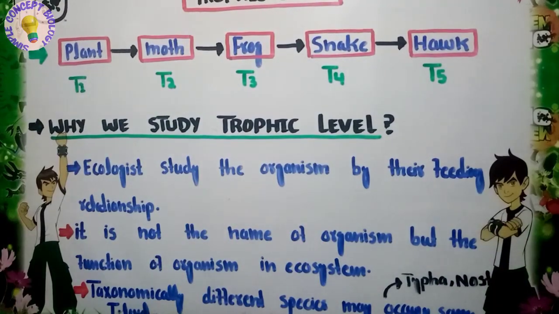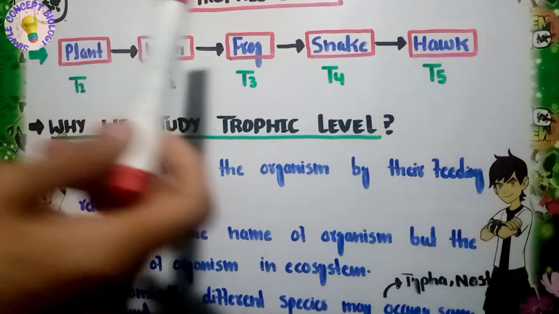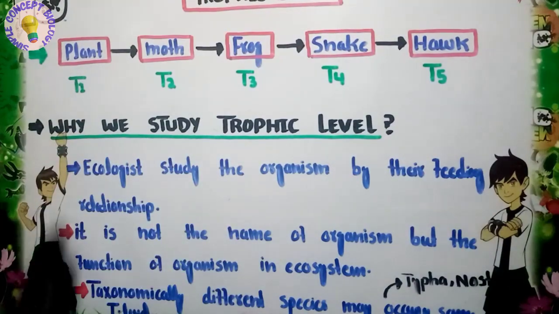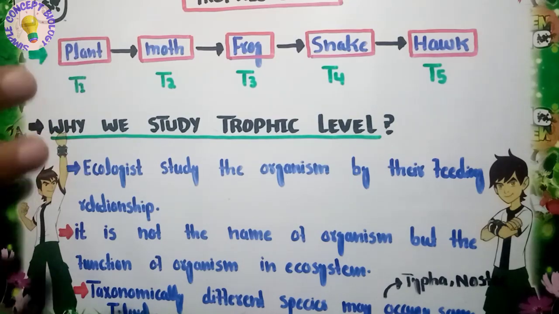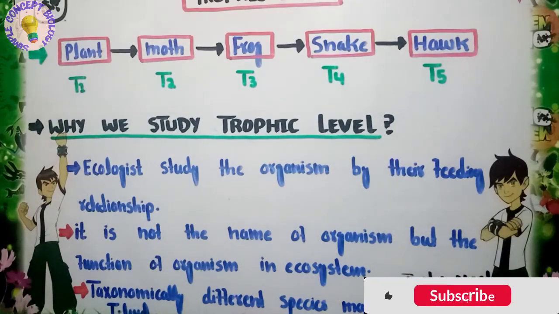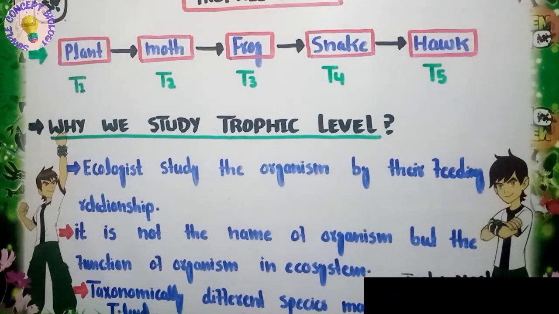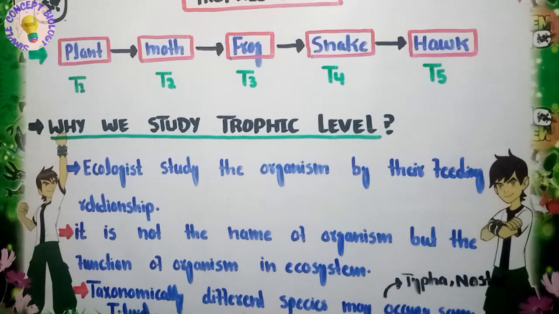In this video lecture, we will talk about one of the important topics, that is the trophic level. As we know, in the ecosystem, the organisms are linked with each other because every organism requires energy. Now, to obtain energy or food, the organisms are linked with each other and finally form a chain called a food chain.